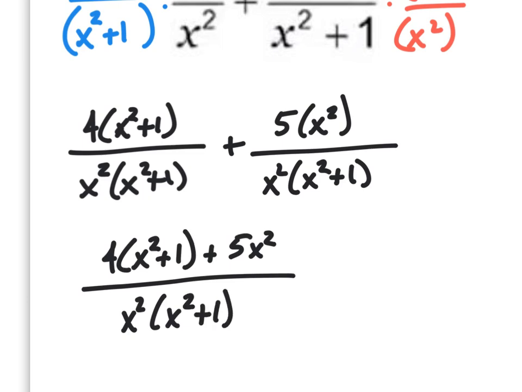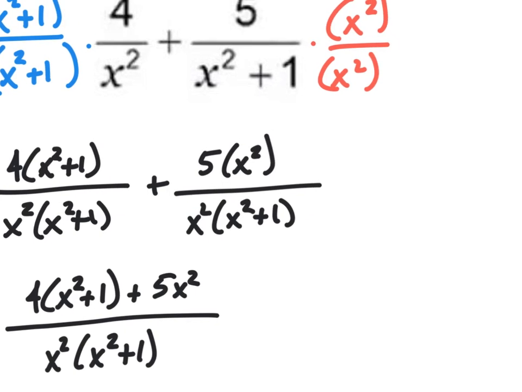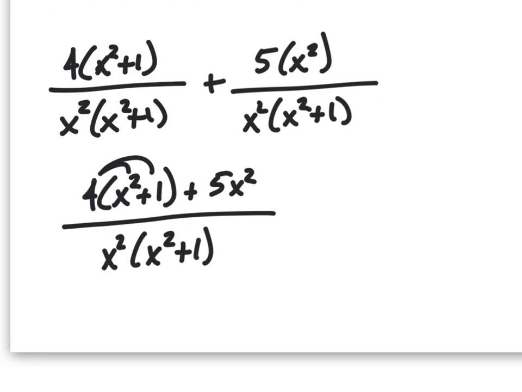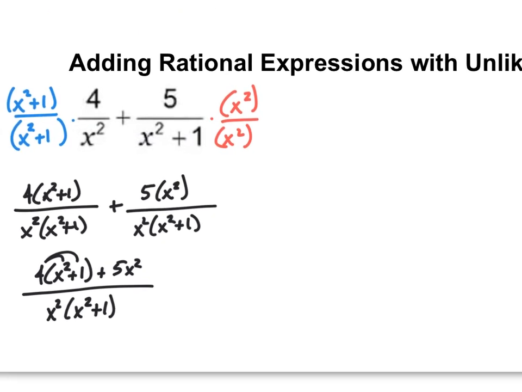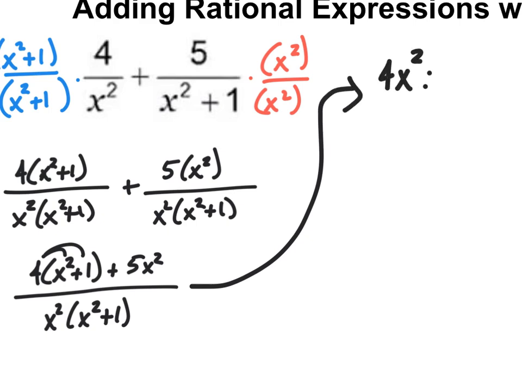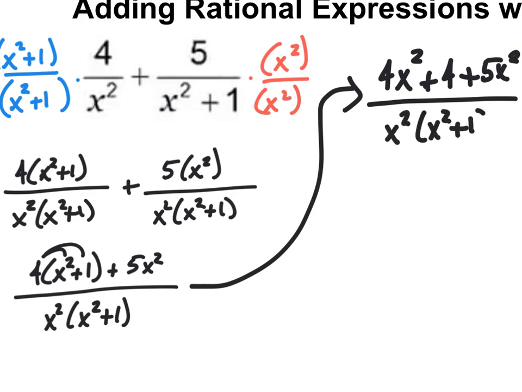Now, to simplify this, what I'm going to do is take the 4 and distribute it here. So I'm going to get in my next step, and let me write that up here, okay? I've got 4x squared plus 4 plus 5x squared. Okay, I'm going to add all those up, and I'm going to divide that by my common denominator, which is x squared times x squared plus 1.